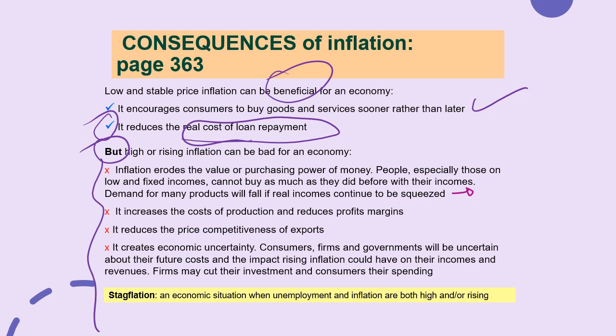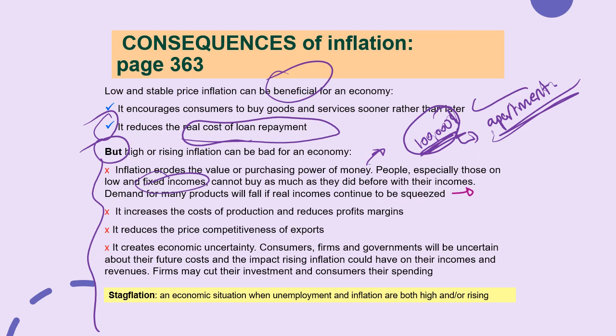However, now we will be talking about the disadvantages of inflation, and I will be talking about the first one. Inflation erodes the value of purchasing power of money. So remember, if I have $100,000, today I can buy an apartment. If inflation was occurring, it means everything became more expensive. So the $100,000 that I used to have before will not be enough for me today to buy an apartment. Okay, so it is very difficult for people with low and fixed incomes because they cannot buy as much as they did before with their incomes.